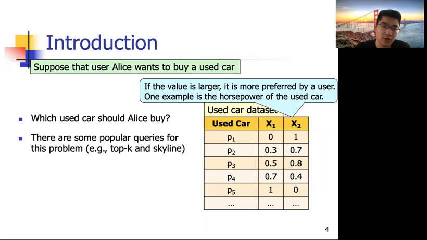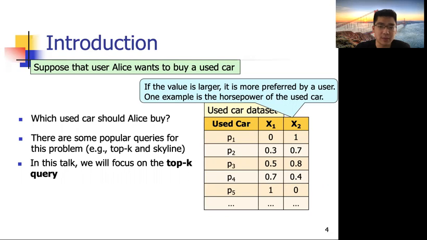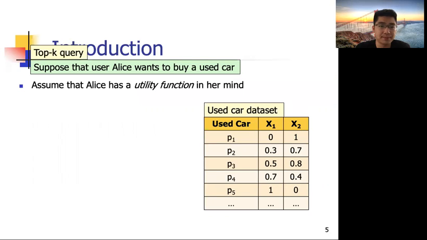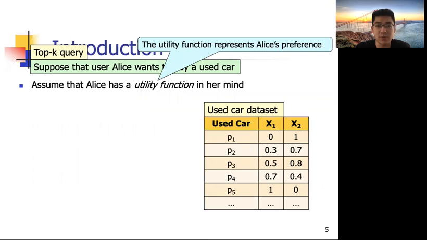There are some popular queries for this problem. For example, the top K queries and the skyline query. In this talk, we will focus on the top K query. Assume that Alice has a utility function in her mind. The utility function represents Alice's preference. Suppose the utility function is 0.4 multiplied by x1 plus 0.6 multiplied by x2.